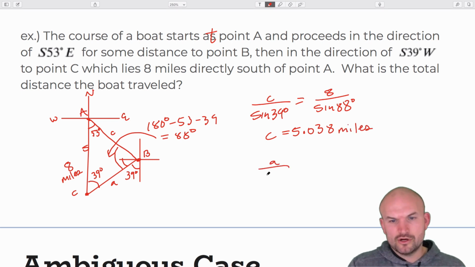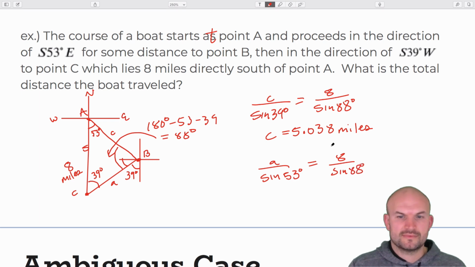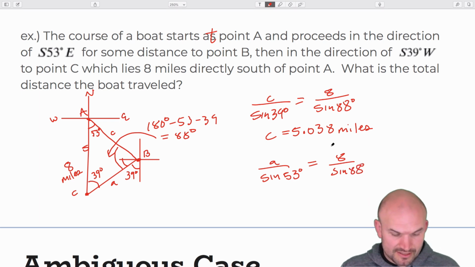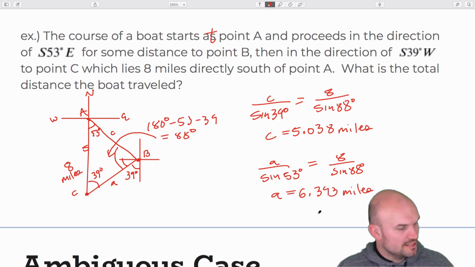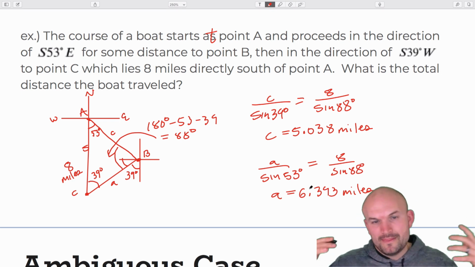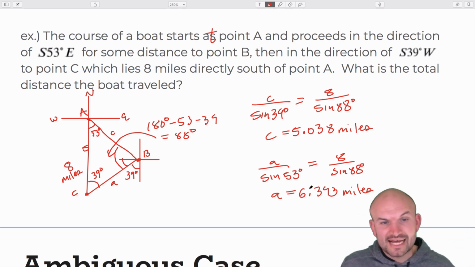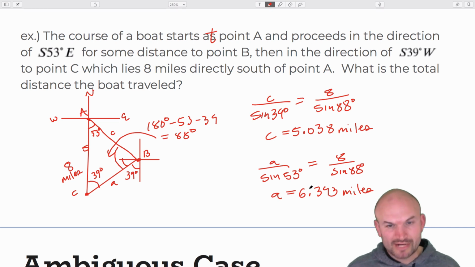And then we'll do a over the sine of 53 degrees is equal to 8 over the sine of 88. We'll multiply by the sine of 53 again. So that's 8 times the sine of 53, and then divide that by the sine of 88. And therefore, a is equal to 6.393. Again, that's in miles. Okay, so there you go, ladies and gentlemen. That's basically the gist of the law of sines when we're dealing with a ratio, or at least a triangle where we can create a ratio.